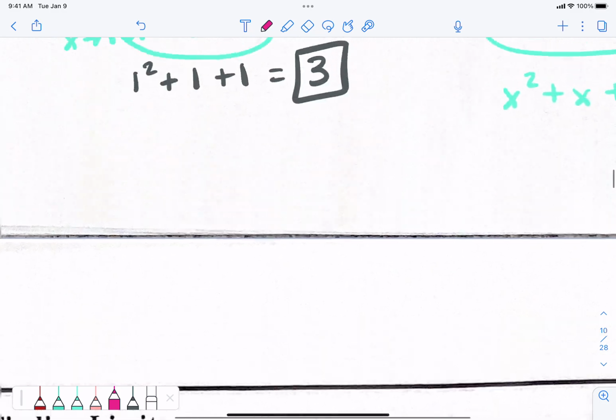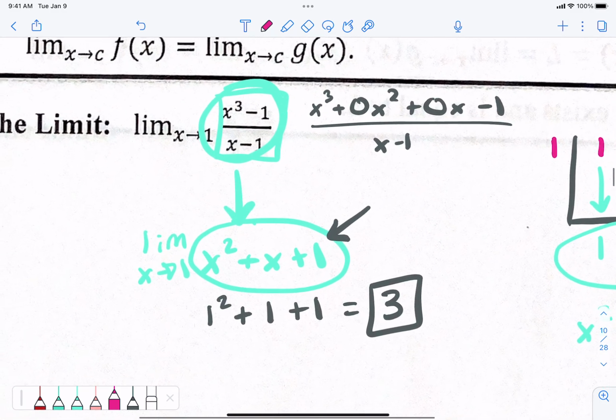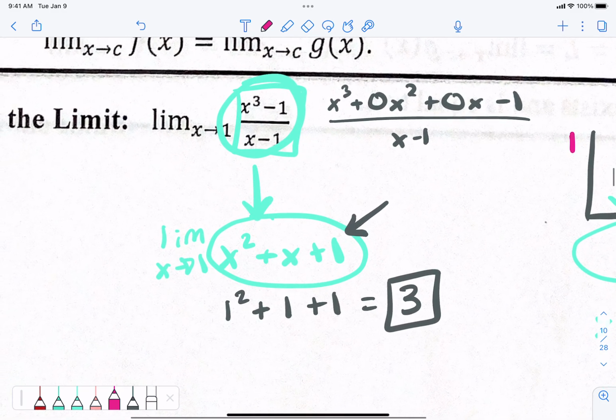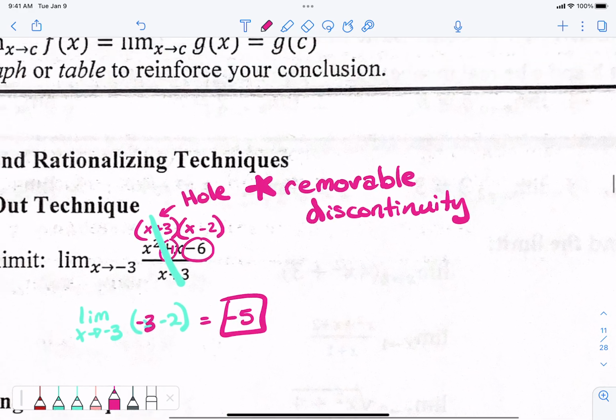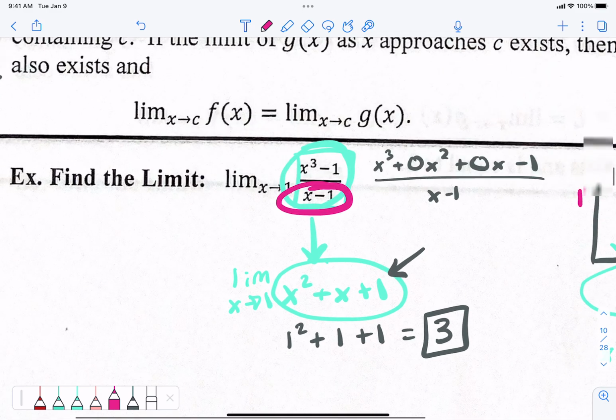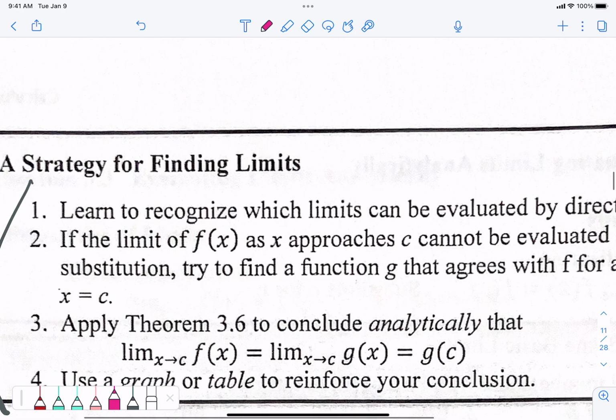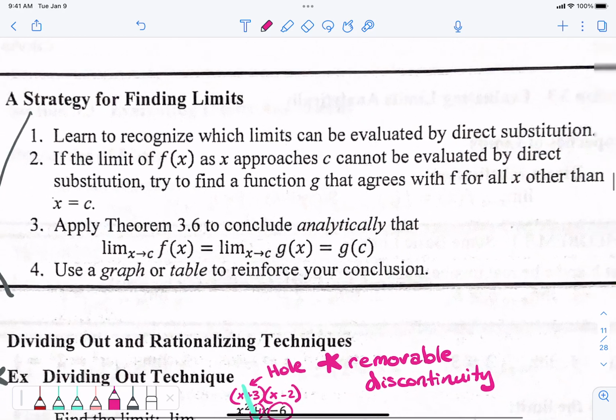Was the one that we divided out here a removable discontinuity? Sure, I was able to remove the x minus 1, so that one was a removable discontinuity. I was able to divide it out, so they'll use that. That means I had a hole at x equals 1, because I was able to remove it. All right, so strategies, let's go back up to strategies.